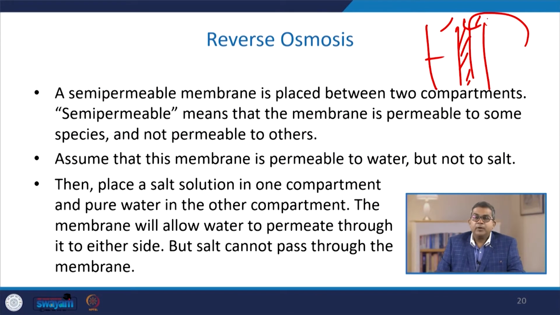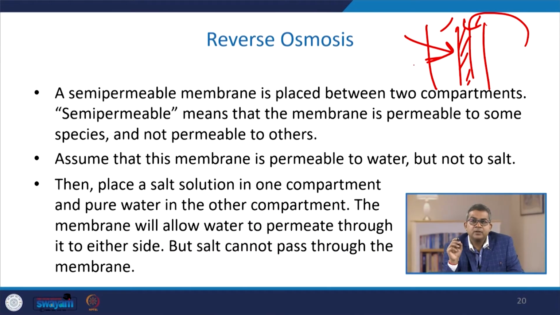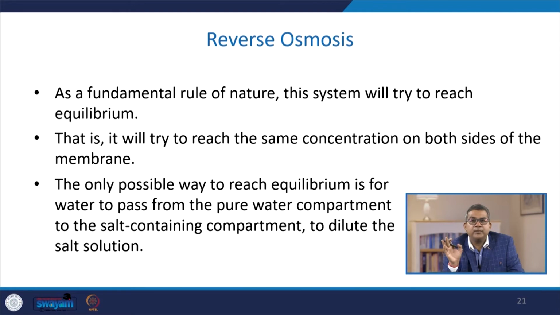Now assume that this membrane is permeable to water but not to salt. Then place a salt solution in one compartment and pure water in the other compartment. The membrane will allow water to permeate through it to either side, but salt cannot pass through the membrane. As a fundamental rule of nature, the system will try to reach equilibrium. It is quite obvious that because one compartment has a higher concentration and the other a lower concentration, they will try to match, that is, reach the same concentration on both sides of the membrane.